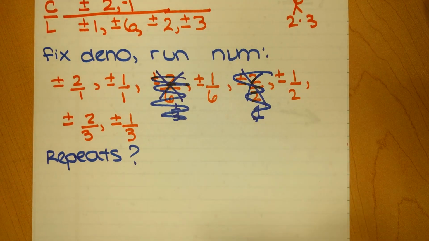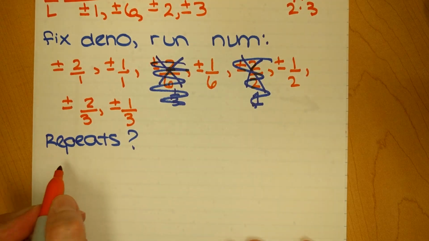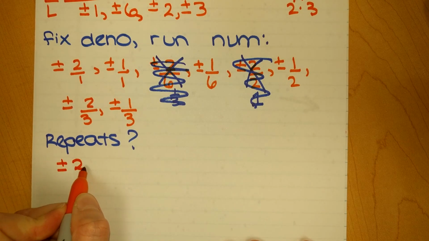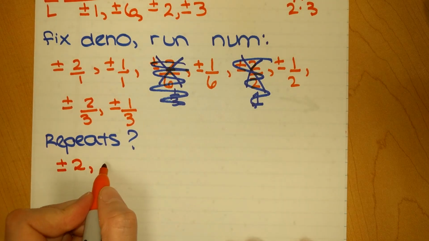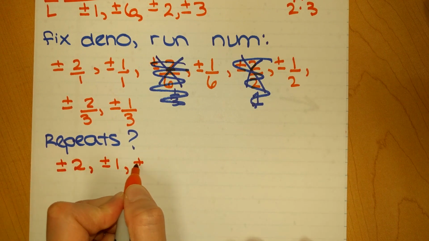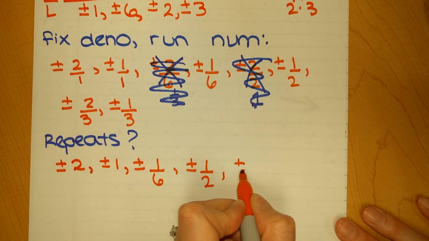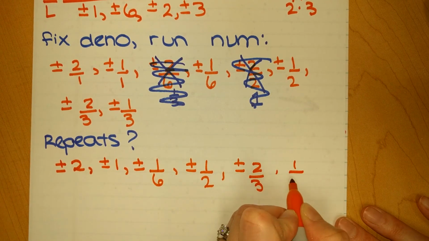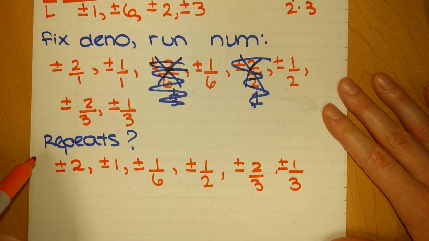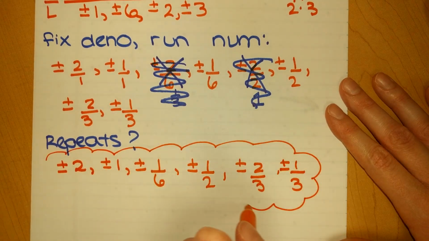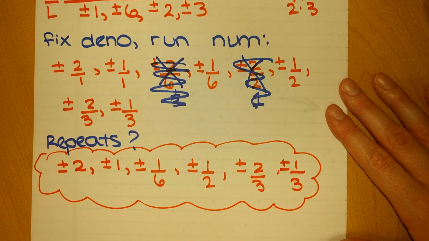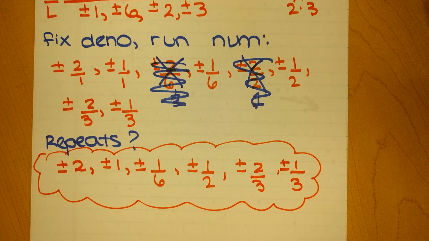1/3 is not repeated. So once we eliminate the repeats, we see we have plus or minus 2. Again, the over 1 is redundant. Plus or minus 1, plus or minus 1/6, plus or minus 1/2, plus or minus 2/3, plus or minus 1/3. And those are our possible rational zeros. It's not saying that all those numbers are zeros. They are just possibilities that we will then test in order to find out if they actually are zeros.